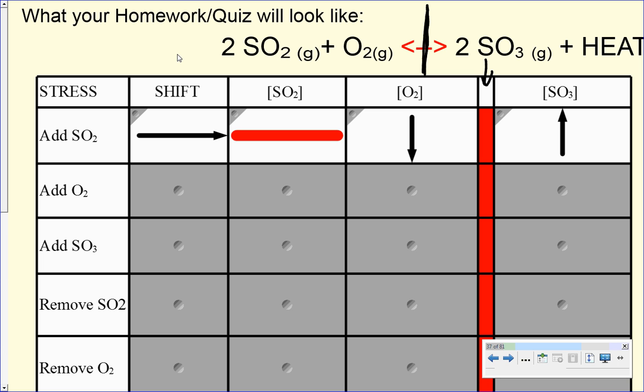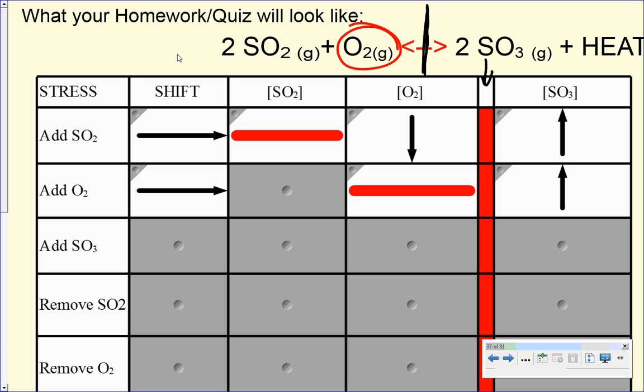If we were to add more O2, so our O2 is right here, it's on the same side as the SO2. Generally, what's going to happen is the exact same thing that happened in our first example. O2 and SO2 will collide more frequently and will speed up the forward reaction. We'll begin to create more SO3. This will use up the SO2 that's in the system, thus decreasing its concentration.